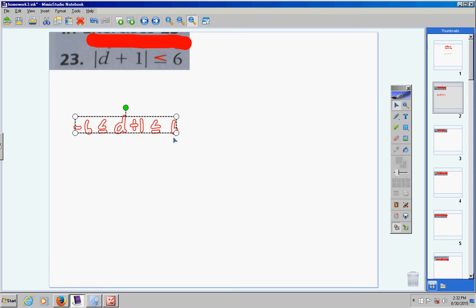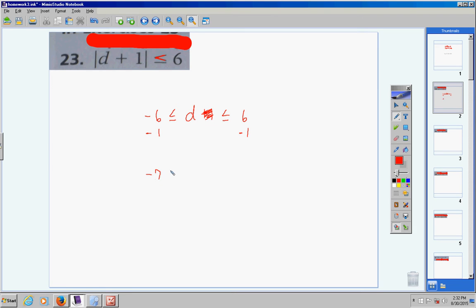Now next, we are going to solve this conjunction. We want to get d all by itself, so we must get rid of this positive 1. Move it out here, it becomes a negative 1. Move it out here, it becomes a negative 1. So, owe me 6, owe me another $1, you owe me 7. You have 6, you pay off a $1 debt, you have 5 left over, okay?